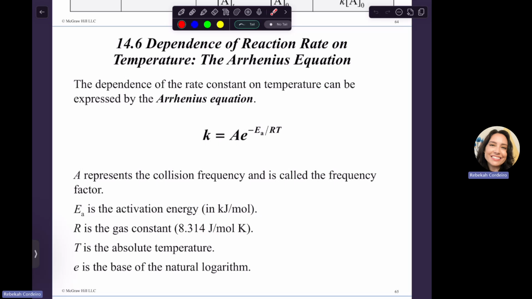Then T would be the temperature in Kelvin. Again, the units would have to match. And then e is just the base of the natural log, right? So if we wanted to get rid of e, we take the natural log of both sides. If we want to get rid of the natural log, we raise everybody to the e.